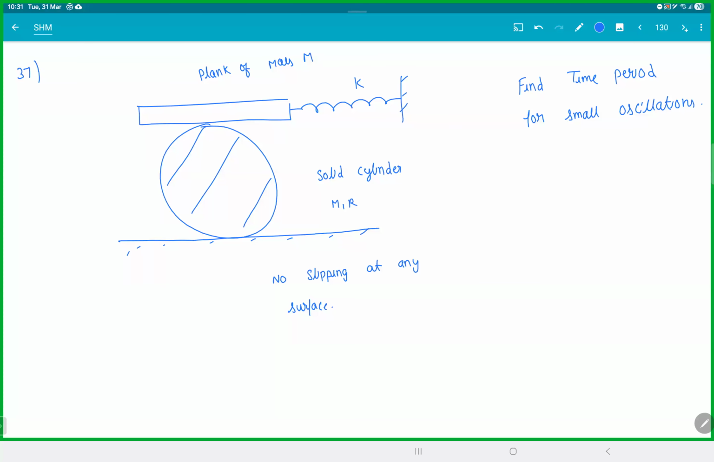Start with this. Let the cylinder move by x. That would always be the best. 11m by 4k.